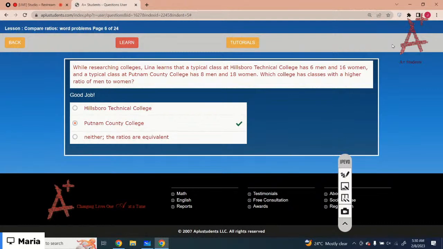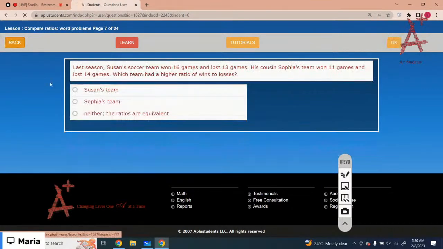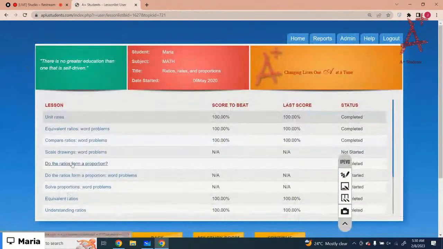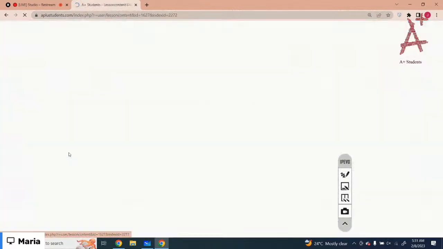Let's start with the next one, I think we have to start, not the final test. Yes, the next one is scale drawing, I think. Okay, yes, the next one is scale drawing word problems.